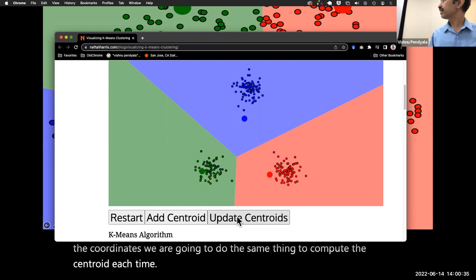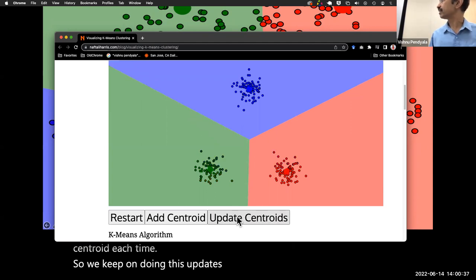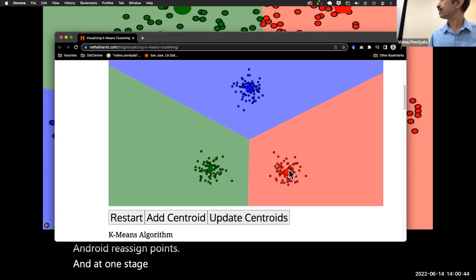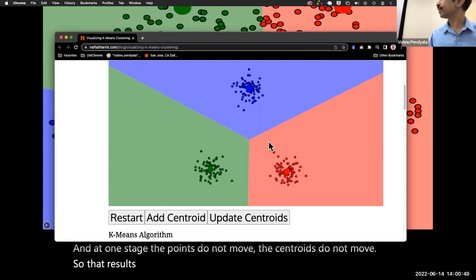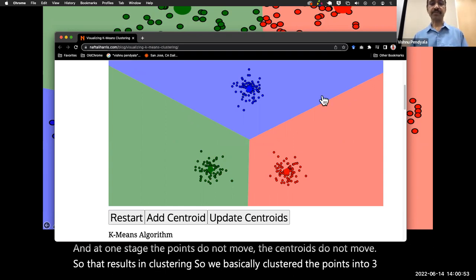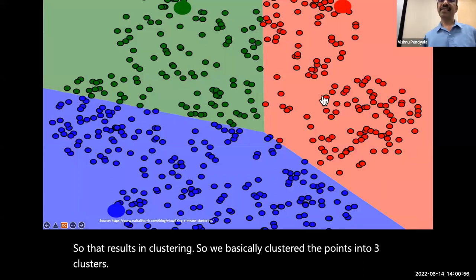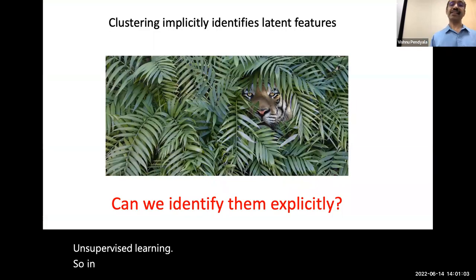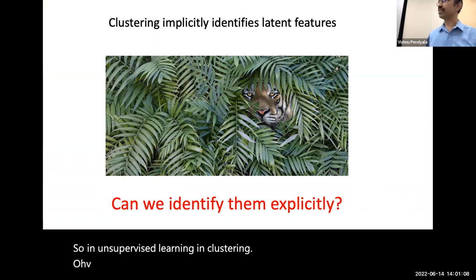So we keep on doing this. Update centroid, reassign points. Update centroid, reassign points. And at one stage, the points do not move. The centroids do not move. So that results in clustering. So we basically clustered the points into three clusters. So that is an example of unsupervised learning. So in unsupervised learning, in clustering, we implicitly identified the latent features.